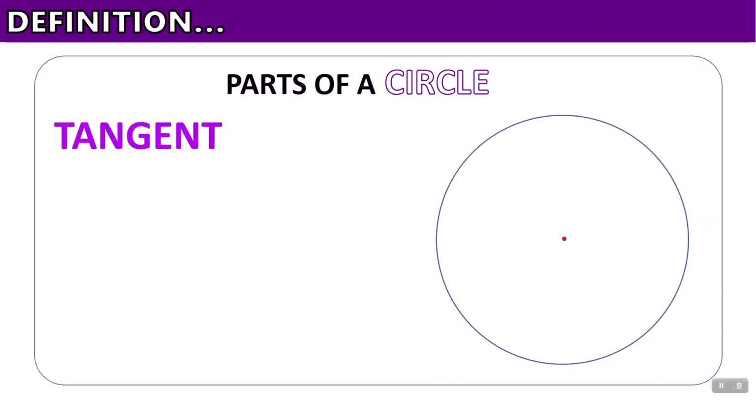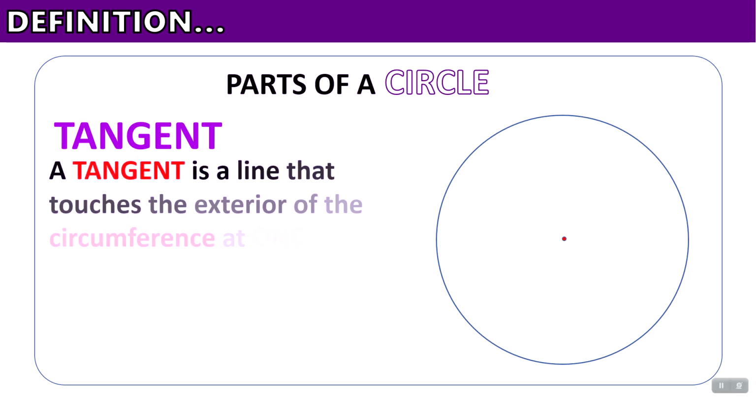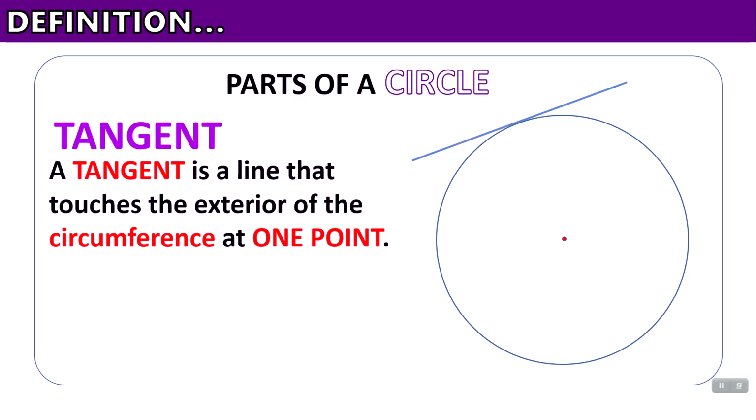The next part of the circle we'll look at is the tangent. A tangent is a line that touches the exterior of the circumference at one point. Exterior being the outside of the circle, but only at one point. And so here's a tangent. You can see that it approaches the circle and then it touches it at one point and continues off. At one point, there's the one point it touches the circle. This is what is known as a tangent.